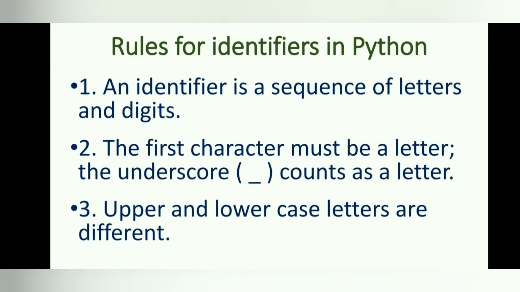Rules for identifiers in Python. An identifier is a sequence of letters and digits. The first character must be a letter. The underscore counts as a letter. Upper and lowercase letters are different.